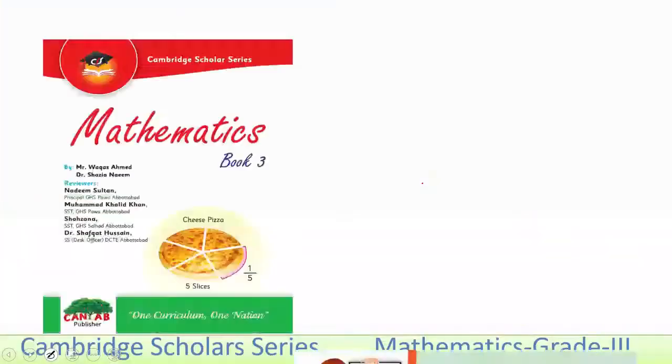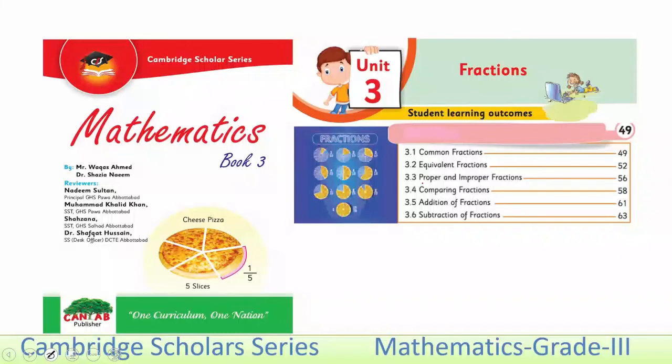Students, now come to the book. Unit number 3, this is about fractions. We know about fractions. In topic 3.1 we have discussed common fractions. In topic 3.2 we have done equivalent fractions. Now we will discuss in topic 3.3 proper and improper fractions. These are the different types of fractions. In topic 3.4 we will compare different types of fractions, and then topic 3.5 is about addition of fractions, and topic 3.6 is about subtraction of fractions.